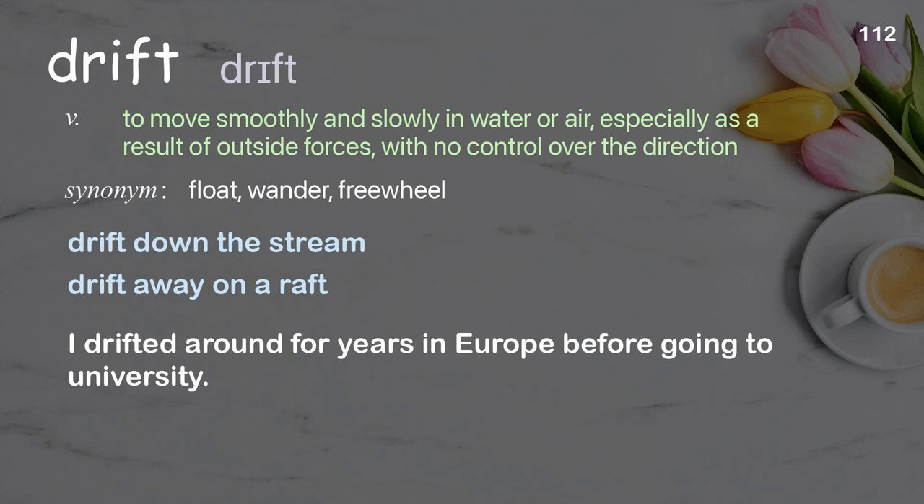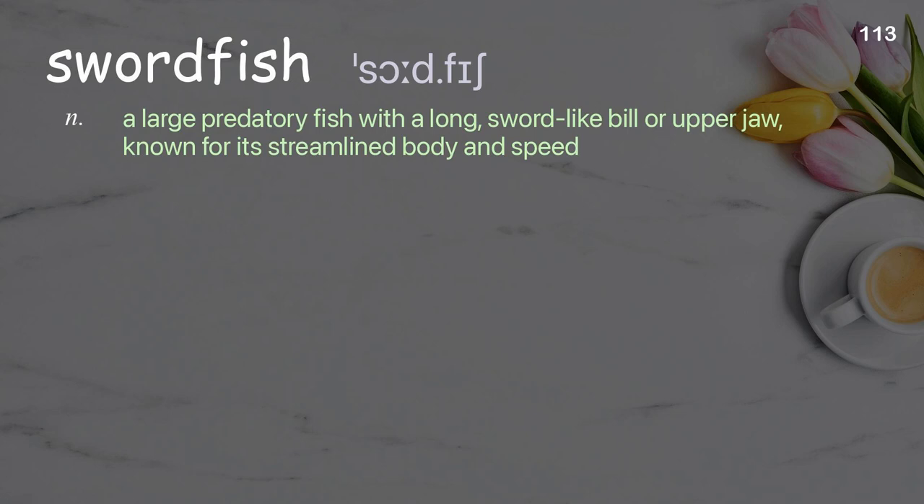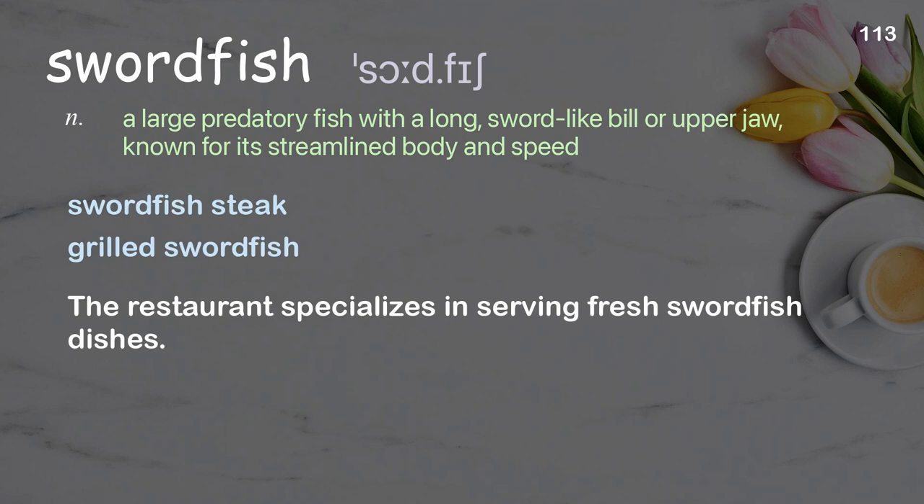Swordfish. A large predatory fish with a long, sword-like bill or upper jaw, known for its streamlined body and speed. Examples: swordfish steak, grilled swordfish. The restaurant specializes in serving fresh swordfish dishes.